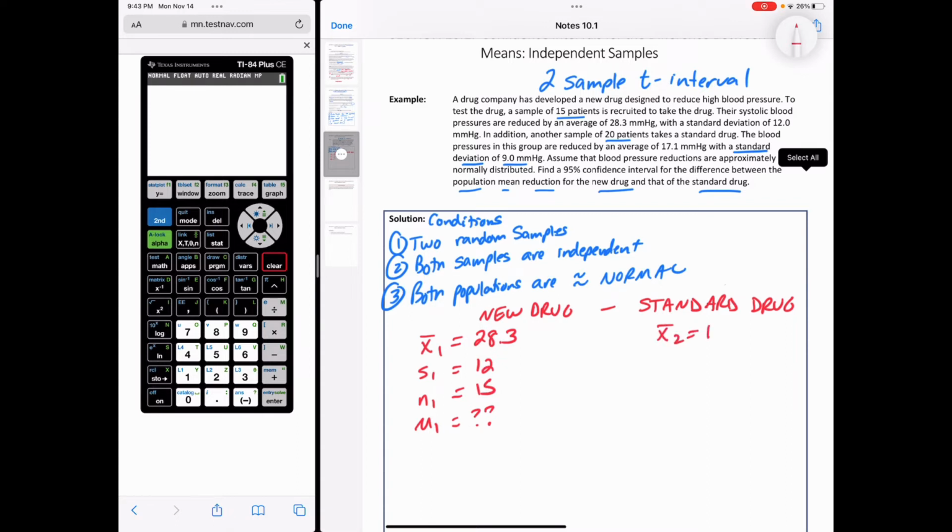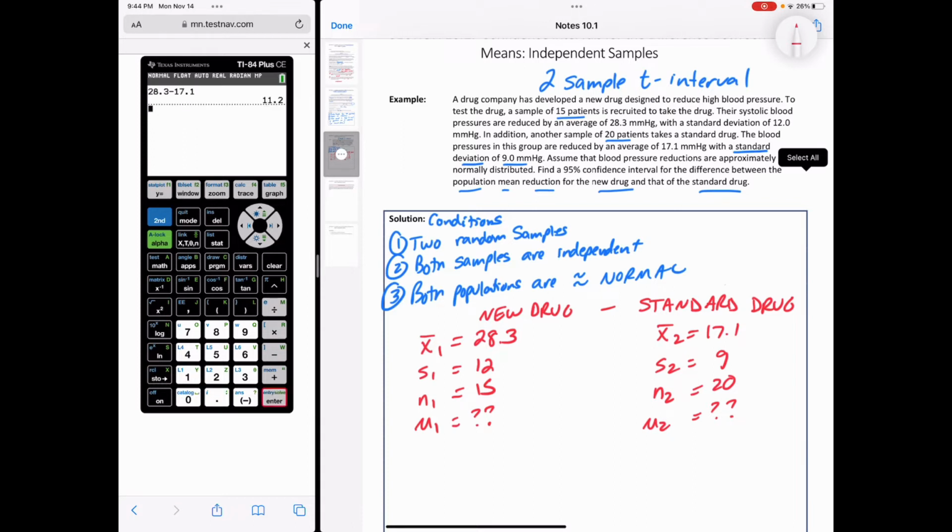X bar 2 is 17.1. S of 2 is 9. N of 2 is 20. And ultimately, I want mu of 2. Now, before we start, take your calculator, and I want you to do 28.3 minus 17.1.